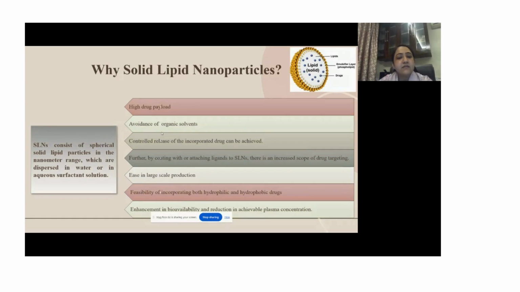And we can prepare controlled release of the drug, and by coating or attaching ligands to SLNs, we can increase drug targeting, and we can produce large scale batches also. There is feasibility of incorporating both hydrophilic and hydrophobic drugs as well. So with the help of solid lipid nanoparticles, we can enhance the bioavailability, and we can reduce the toxicity of the drug.